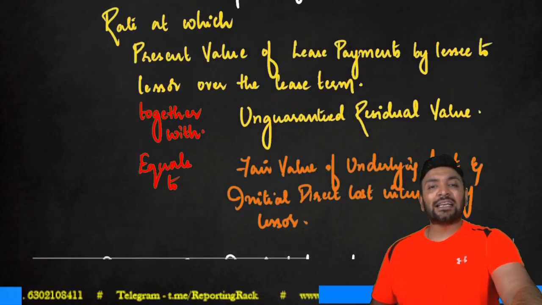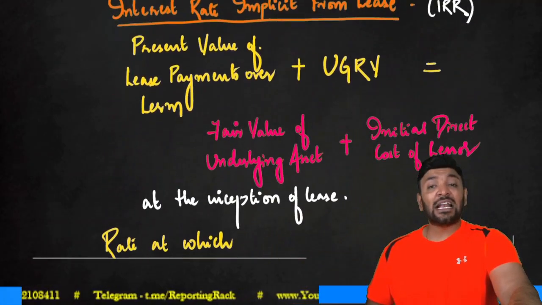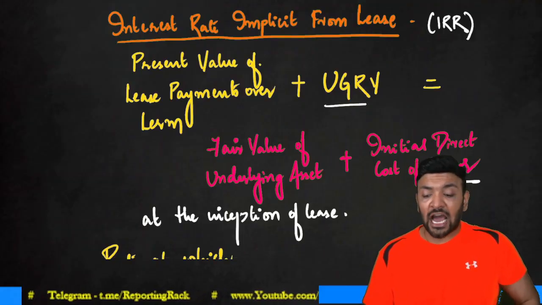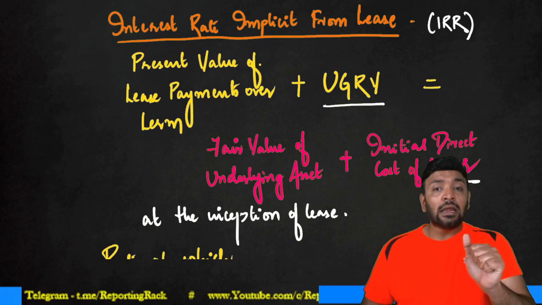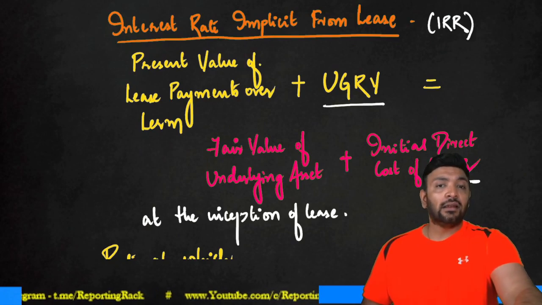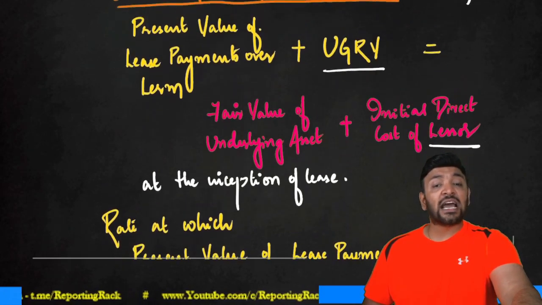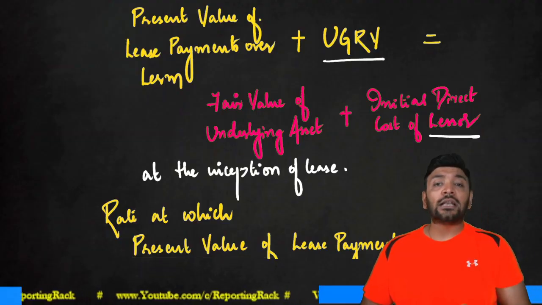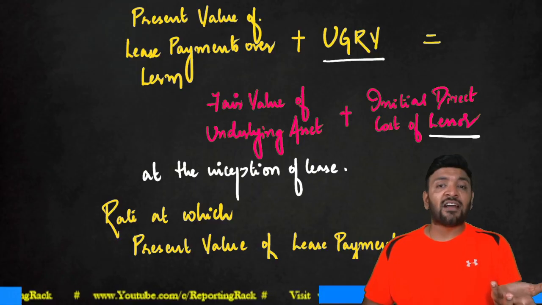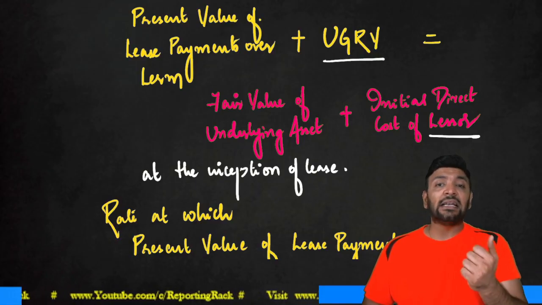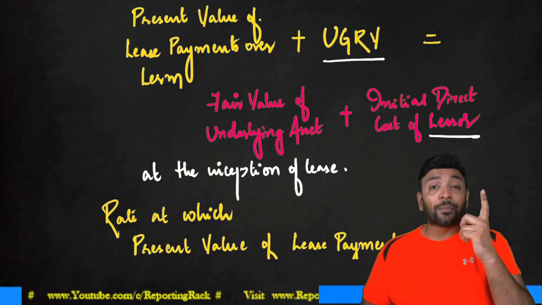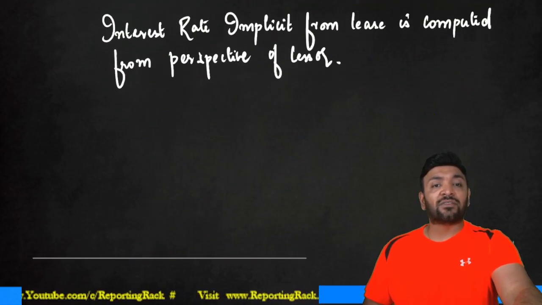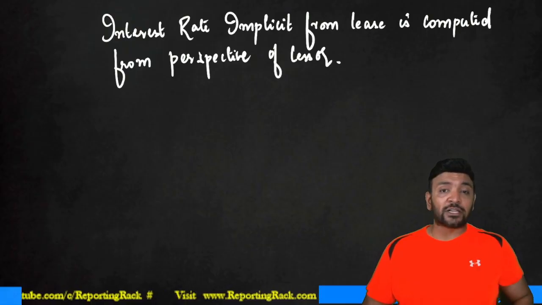Because look at these things. Initial direct cost of lessor. UGRV. Who knows UGRV? Lessee knows only GRV. Lessee knows only to the extent of GRV which he has guaranteed to the lessor. But he does not need to know what is UGRV, unguaranteed residual value, which is residual value minus guaranteed residual value. This is from the perspective of the lessor. So therefore, your interest rate implicit from lease is computed from the perspective of lessor.